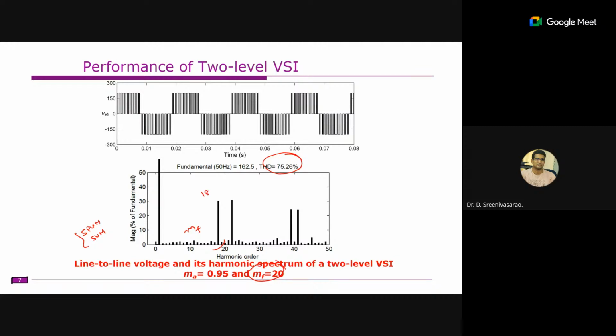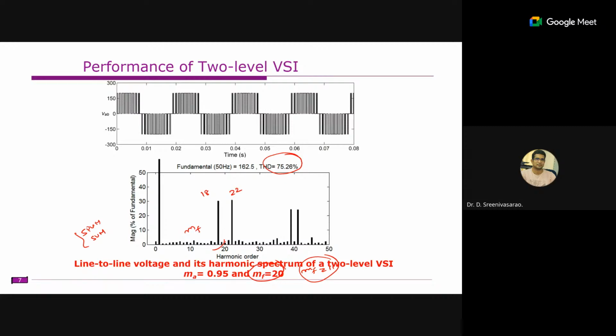So this will be around the 18th harmonic, and this may be the 22nd, second order harmonics. So that means even order harmonics are there. If you make MF as 21, in that case, we can eliminate the even order harmonics as well. Right. And another thing is that we have a high value of THD.